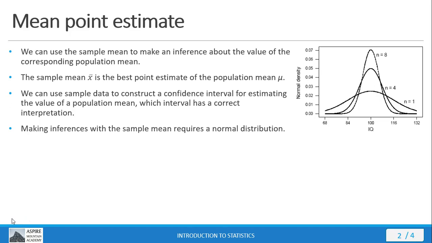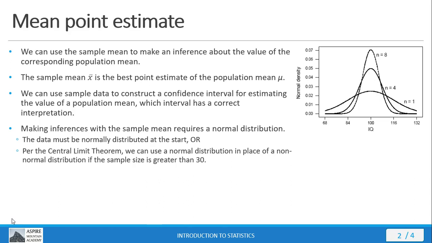Making inferences with the sample mean requires a normal distribution. So we're going to have to pull out our central limit theorem so that we can use the distribution parameters that we have and assume a normal distribution. So that means the data must be normally distributed to begin with, or we've got to use the central limit theorem to say that we can use a normal distribution in place of a non-normal distribution. But we can only do that if the sample size is greater than 30.